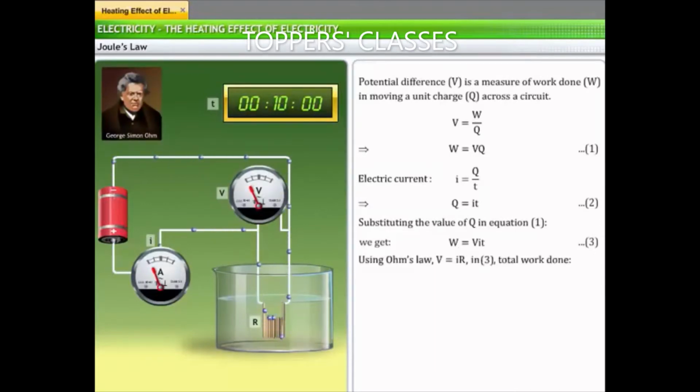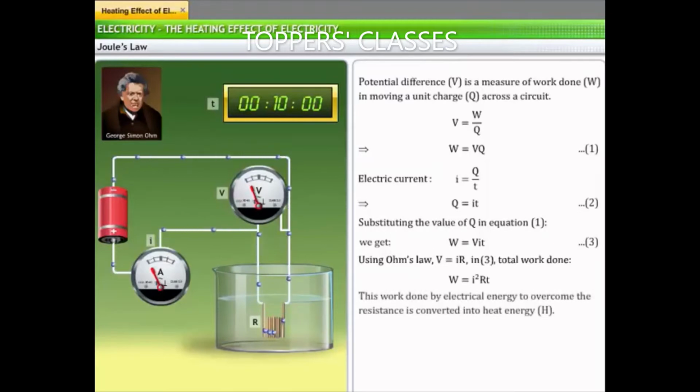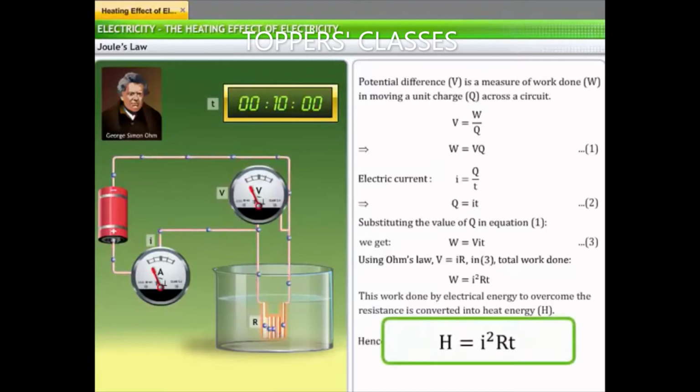Now let's use Ohm's law. V is equal to IR. In expression 3, to get the formula for the total work done by electric current. The total work done by electric current, W, is equal to I square RT. This work done by electric current to overcome the resistance of a conductor is converted into heat energy, which is represented by H. Hence, H is equal to I square RT.